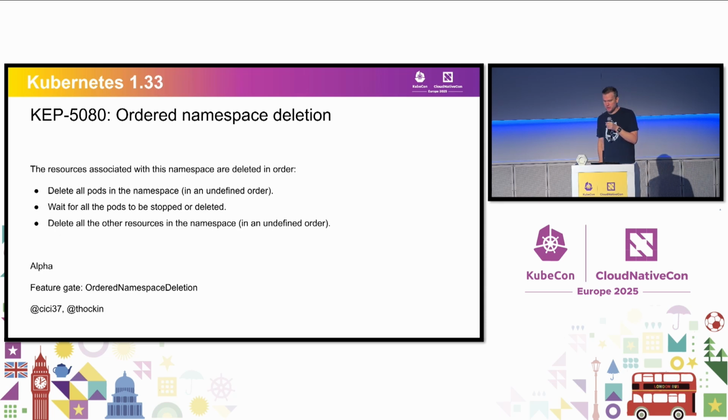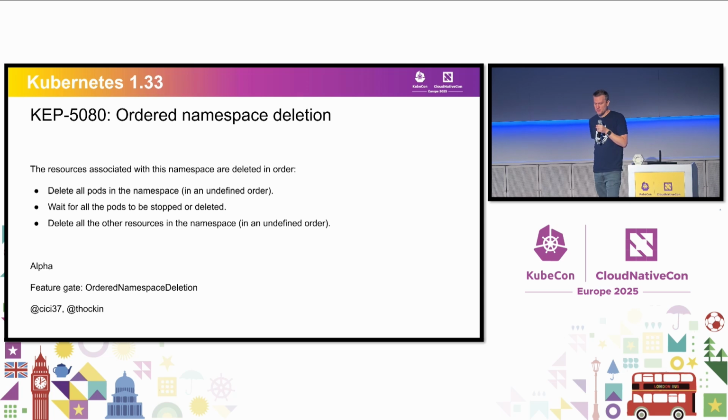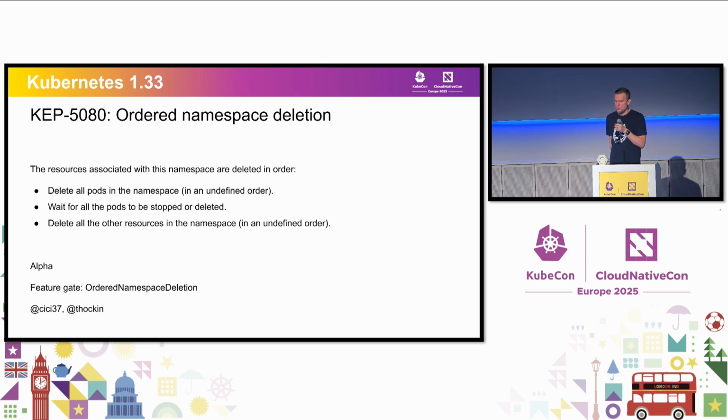So order namespace deletion, this is a really great KEP for anybody that's had trouble with namespace lifecycle. It's just an alpha, so we want you to try this out if you're interested in it. Before this KEP was in place, if you deleted a namespace, there was no order of deletion of the resources in that namespace. So if you did happen to have some finalizers or some owner references, those would be respected during deletion. But other than that, it was just completely unordered.